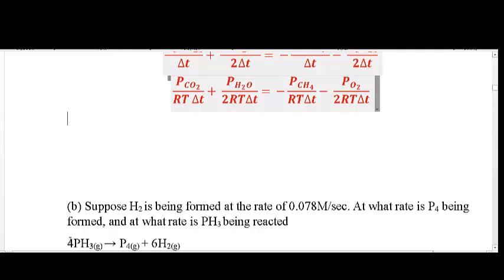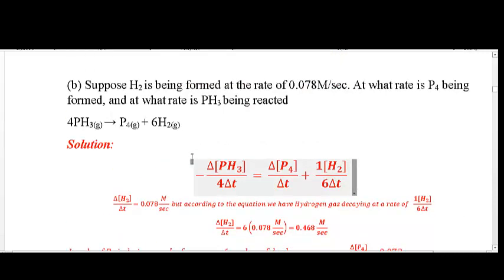Remember, it's going to be the inverse of the stoichiometric coefficient, so it's very critical that you balance an equation here. All right, so let's look at our solution. This is our rate expression. So minus 1/4 the change in concentration of PH3 over delta t equals plus the change in concentration of P4 over time, plus 1/6 the change in concentration of hydrogen gas over time. So that 6 here becomes the 1/6 here.